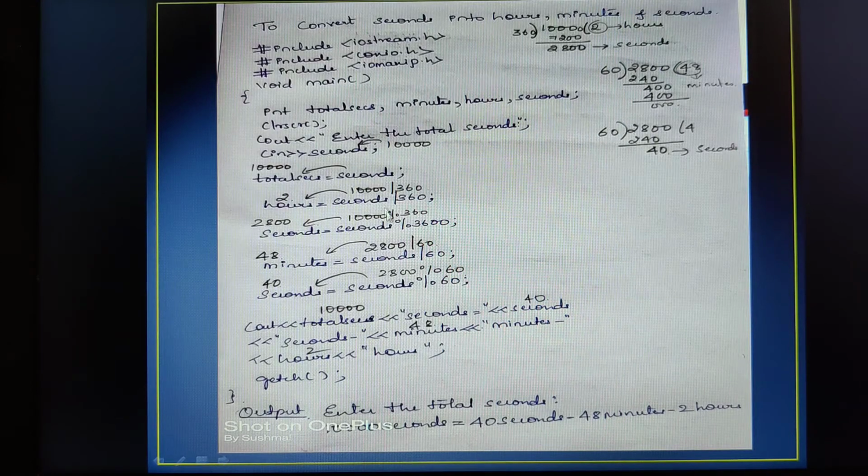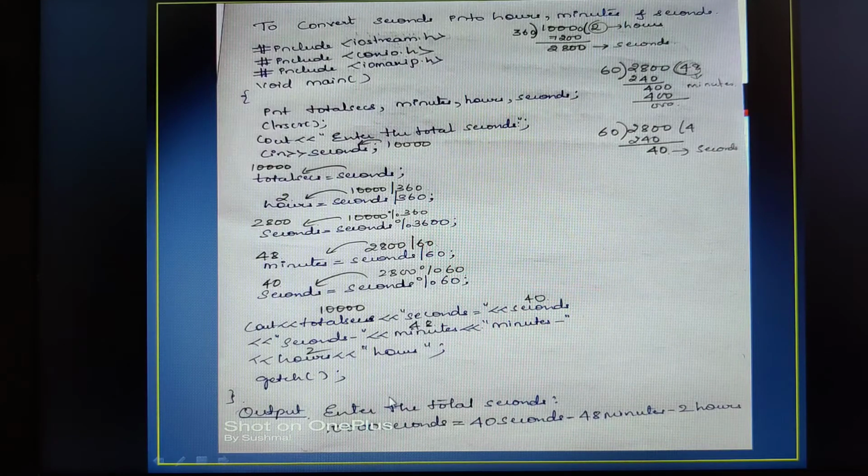Now, all these are the standard formulas. You need to trace the program like this and then you should understand. After this, I need to print. How do I want the output? I want 10,000 seconds is equal to 40 seconds hyphen 46 minutes hyphen 2 hours. This is how I want it. If I want it this way, how do I write the statement?